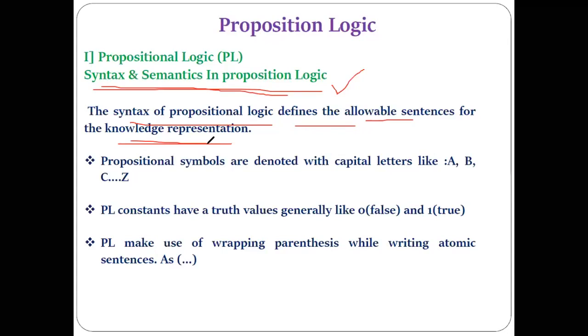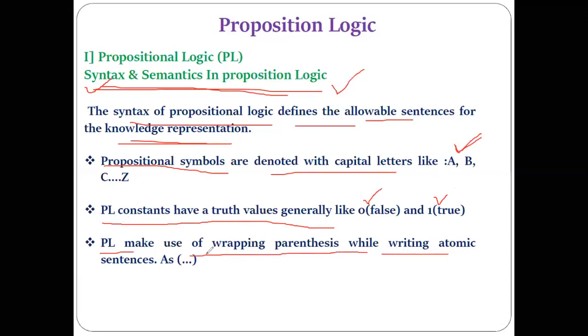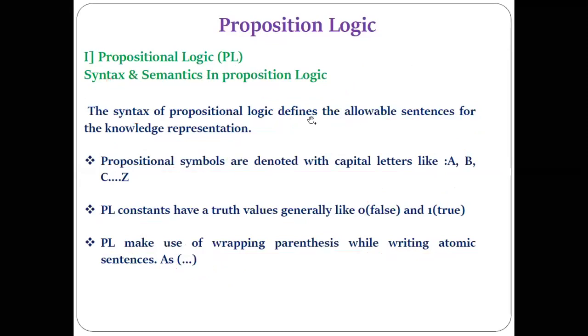Similarly here, if you want to represent some knowledge using propositional logic, then you also have to use some syntax and semantics. So here, the simple syntax is that proposition symbols are denoted with capital letters, as I already told you, from A to Z. Propositional logic constants have truth values, generally considered as zero for false and one for true. Then propositional logic makes use of wrapping parentheses while writing the atomic sentences. These are only some general syntax and semantics when you are representing knowledge utilizing propositional logic. Okay, all of you understood this part?